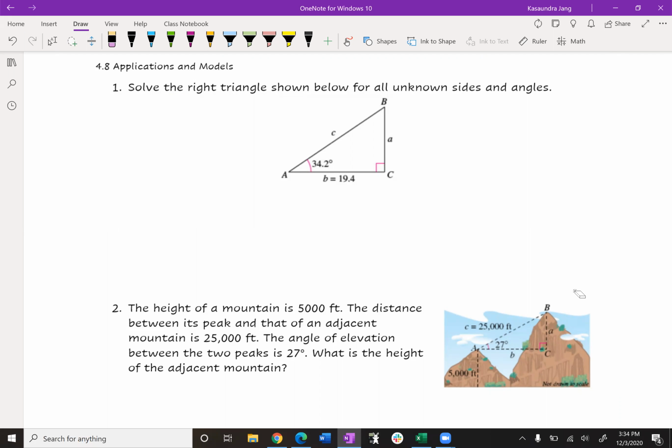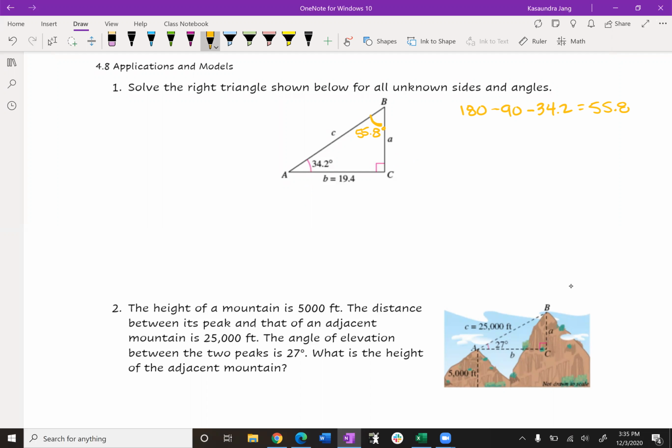So I think probably the easiest one at this point is this missing angle. I know that all three angles in a triangle should add up to 180. So if I take 180 and subtract off the right angle, the 90 degrees, and subtract off the 34.2, I'm going to get whatever is left over in angle B. I got 55.8. Angle B is 55.8 degrees.